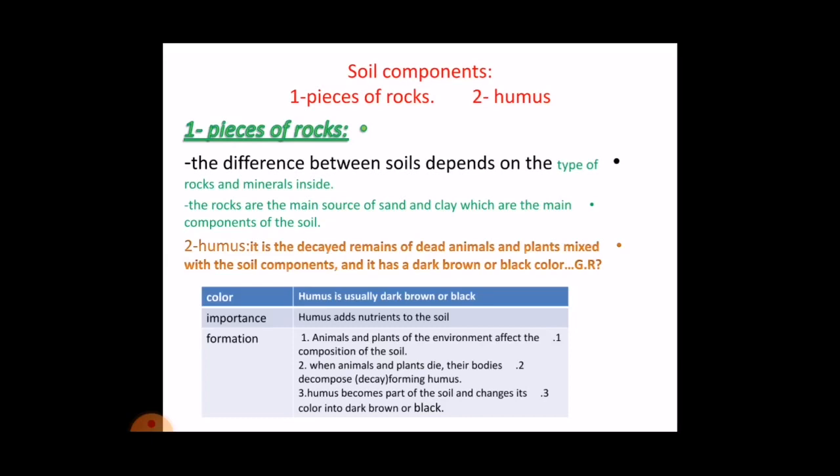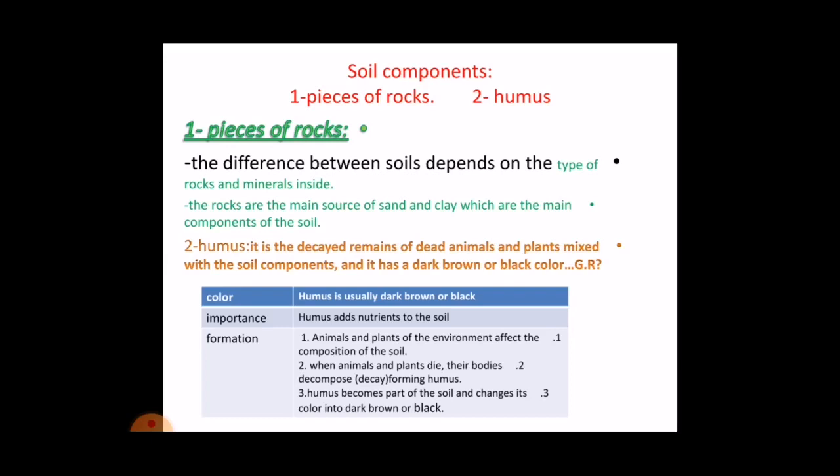What is the meaning of humus? Humus is the decayed remains of dead animals and plants mixed with the soil components. It has a dark brown or black color. What's the importance of humus? Humus adds nutrients to the soil.